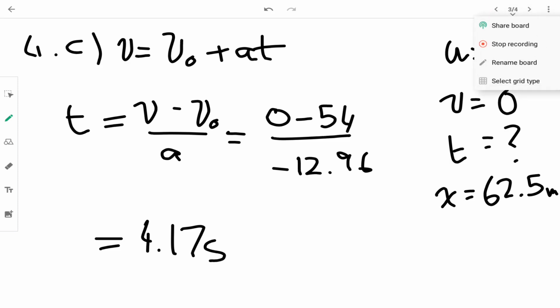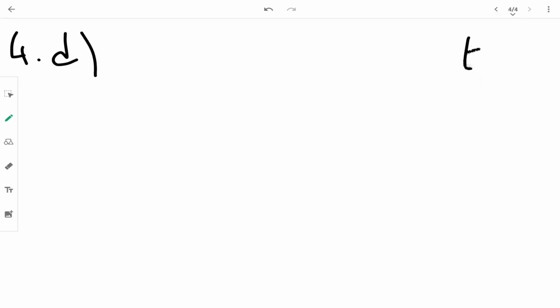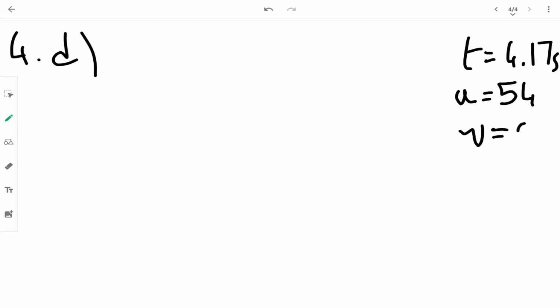For part D, they want you to find the distance that is covered within the 4.17 seconds. So you'll have the initial velocity is 54, the final velocity is 0, and they want you to find the distance it covers. I'm going to give you a few seconds to answer the question and then I'm going to come back.